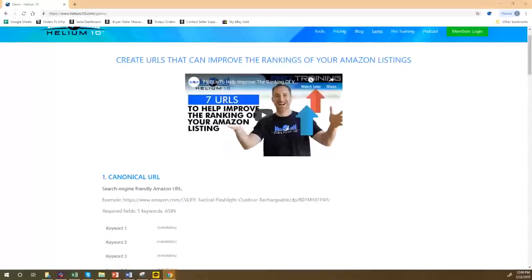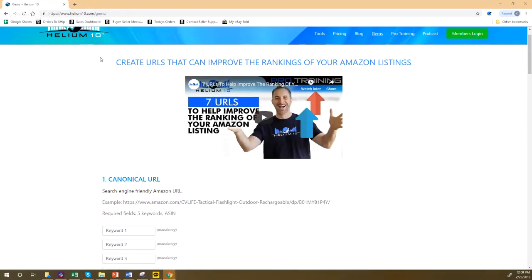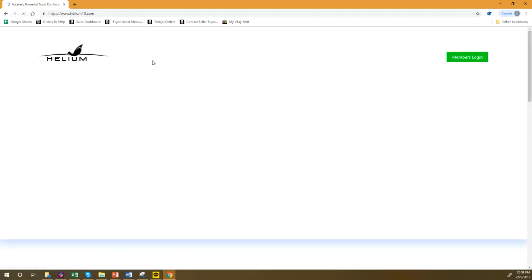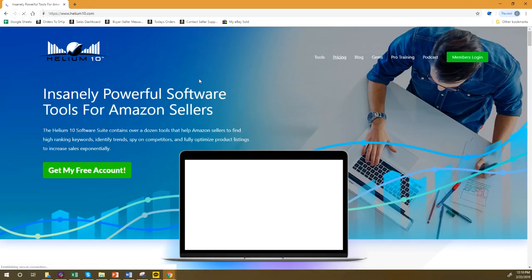So I'm going to share my screen now. Hopefully this time it's going to work. There we go. Yes, you can see my screen here. So this is helium10.com/gems. The way you can get there, again, you do not have to be a Helium 10 member to use this. Anybody can use this even right now. You go to helium10.com and you hit gems.